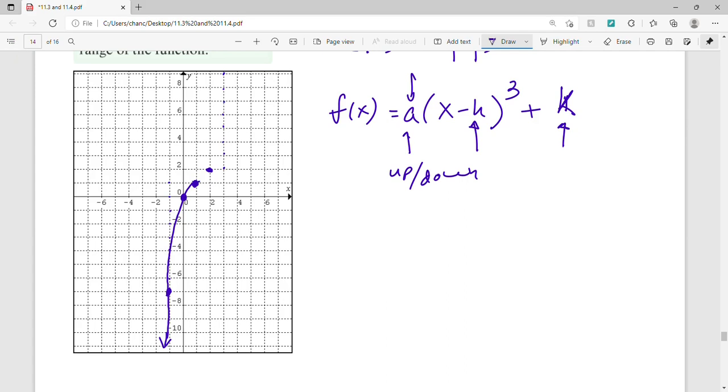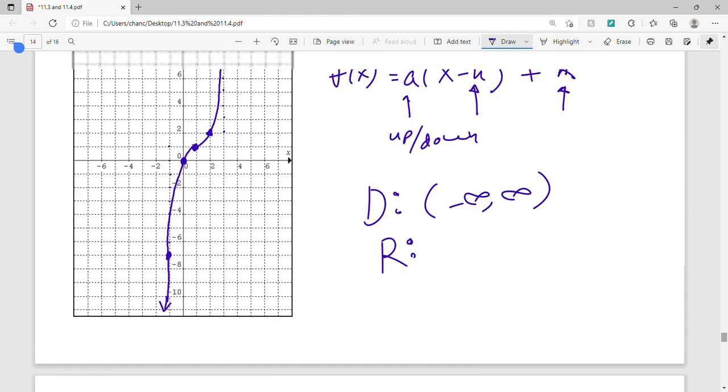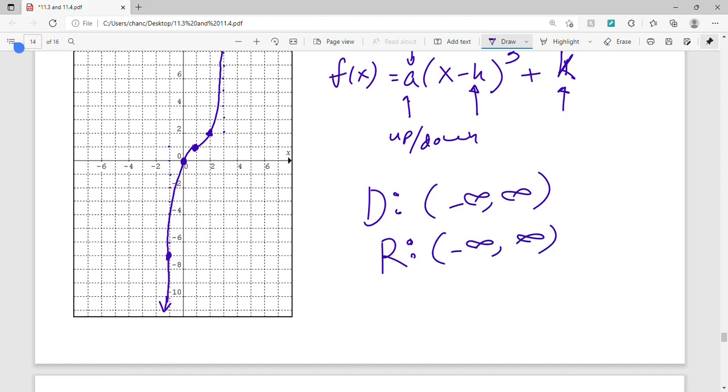So we have a smooth curve. It's pretty difficult to draw, but try your best. You will not be graded on your art skills. Just make sure you connect all the points in a nice smooth curve. And the domain is it goes to the left forever, to the right forever. The range is the same because it goes down forever and it goes up forever.